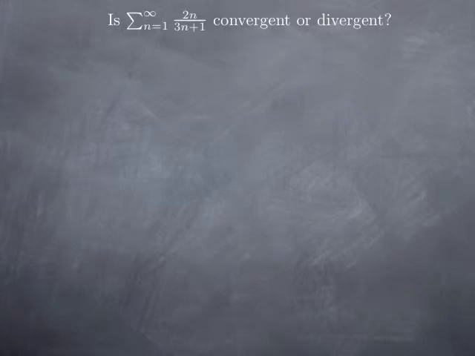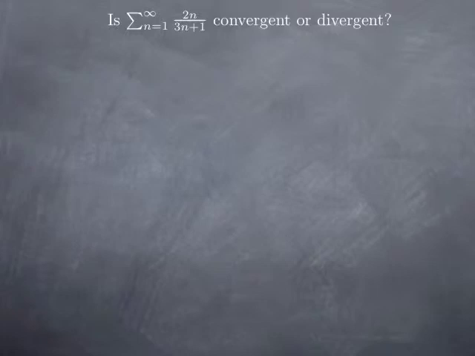Now let's start with this example. Is the series from 1 to infinity of 2n over 3n plus 1 convergent or divergent? So here what it looks like is when n is 1, you get 2/4, so that's 1/2, and then you add, when n is 2, you get 4/7, so you have 1/2 plus 4/7, then when n is 3, you get 6/10, so you add 6/10, and you keep going this way, and you want to know if it's convergent or divergent.